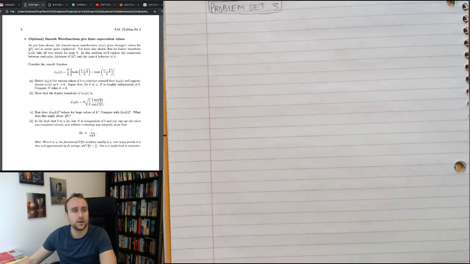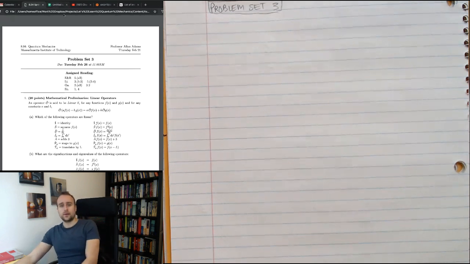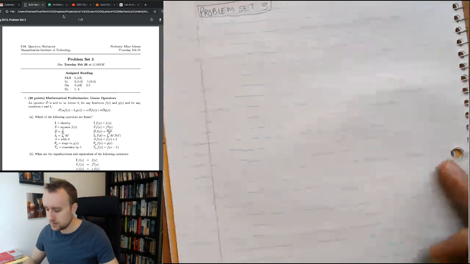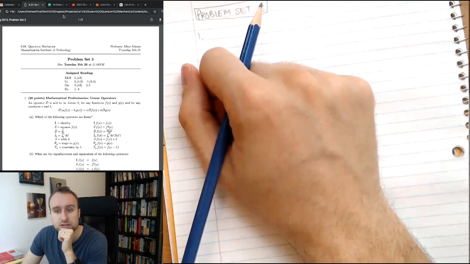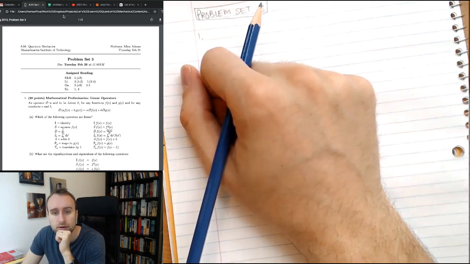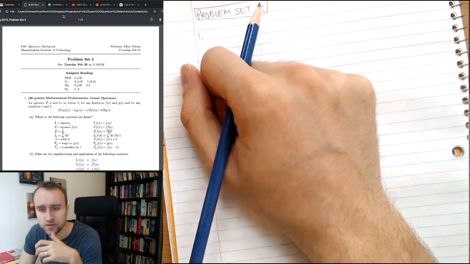So let's open a new one here. Operators, okay. 1, linear operators. An operator is said to be linear for any functions f, g, if for any constants a and b, the operator of a f(x) plus b g(x) is equal to a times the operator of f(x) plus b times the operator of g(x). So which of the following operators are linear? This is not the solution, this is just explaining what the operators are.